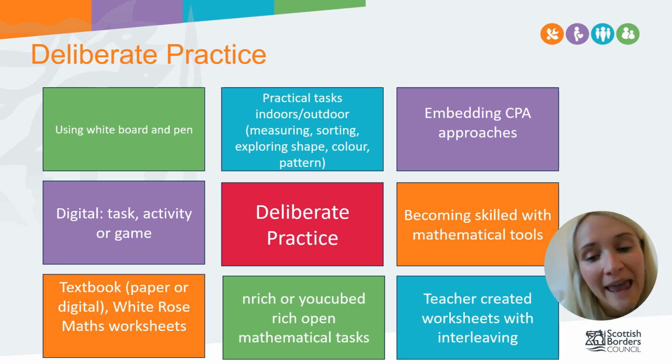Because what the evidence and research is strongly suggesting is that with deliberate practice, we shouldn't be practicing the same thing over and over again, because that's just going to lead to boredom. And with deliberate practice, we want to keep it varied and interesting and give lots of different types of examples. So whether that's using the textbook or maybe using White Rose Maths as a resource, both can be really useful.